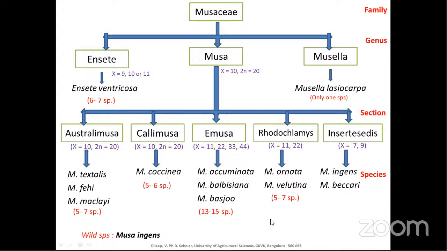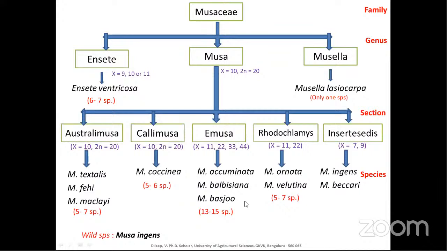At this level, remembering all these things is not essential, but you have to remember textilis, and coccinea, that belongs to Callimusa. These sections have got 5 to 7 species, 10 to 15 species and all. And what is the wild banana? It belongs to the section Ingentimusa, hence here it is Musa ingens. And Rhodochlamys consists of Musa ornata or Musa velutina. And the Eumusa bears the parents of our cultivated bananas, that's Musa acuminata, Musa balbisiana, and Musa basjoo. One of the important characters of basjoo is that the skin is easily peeled.